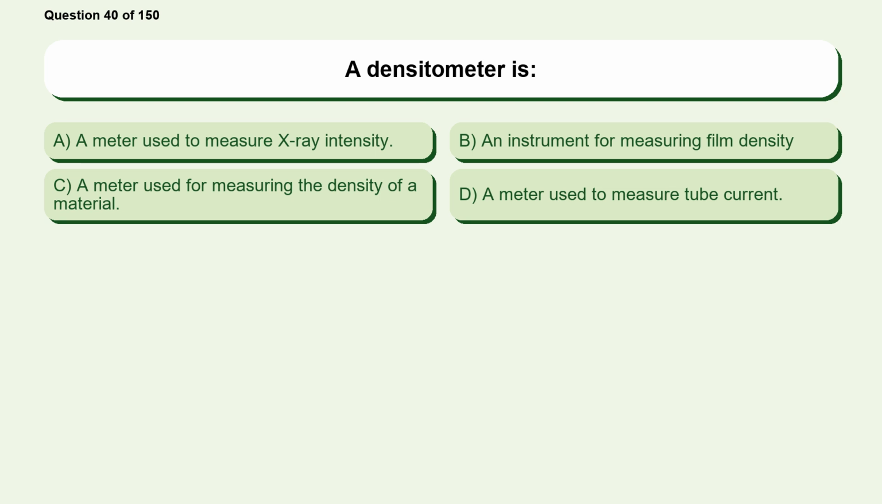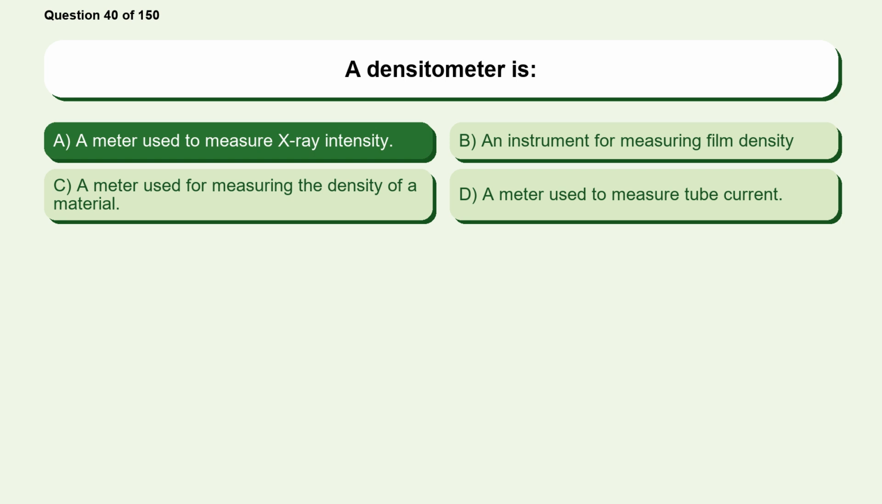Question 40. A densitometer is: option A, a meter used to measure X-ray intensity. Option B, an instrument for measuring film density. Option C, a meter used for measuring the density of a material. Option D, a meter used to measure tube current. The correct answer is option A, a meter used to measure X-ray intensity.